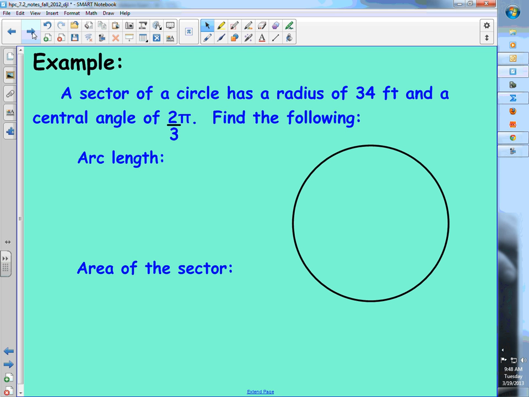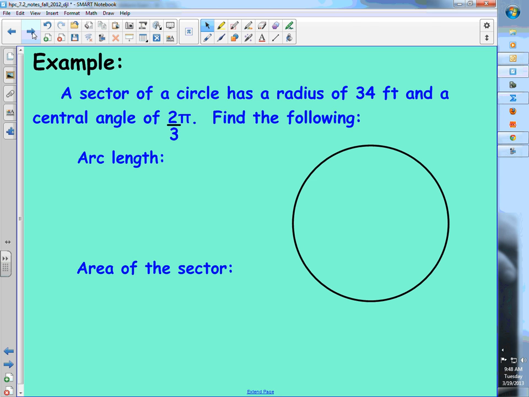Arc length and sector area. This time, you know the radius is 34 feet and the central angle is 2/3 pi. How do you know that this is 2/3 pi and that you're in radians? There's no degree symbol. It's not the pi that makes it radians. It's the fact that there's no degree symbol.